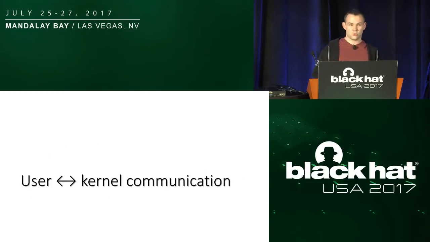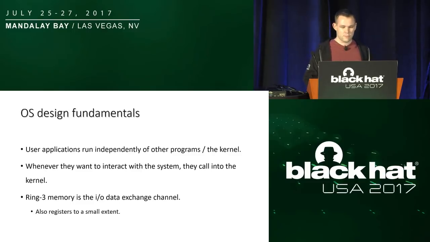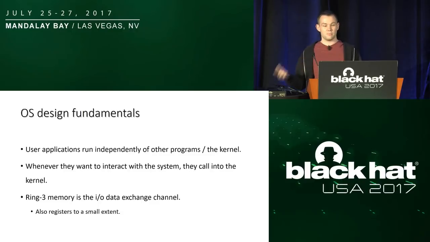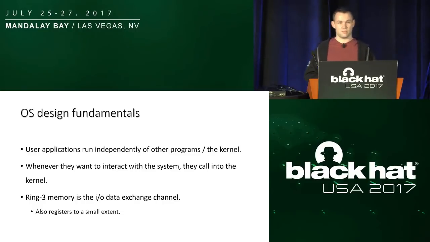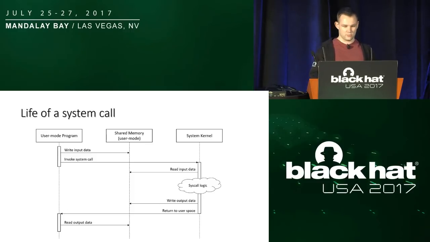So yeah, let's start with some basics very quickly about the user and kernel communication. As you all know, user applications run independently of other programs and independently of the kernel. And whenever they actually want to do something in the operating system, they call into the kernel to request the operation that they want to do. And when they do it, the ring-3 memory, which is the shared memory between the user and kernel mode, is used as the data exchange channel.